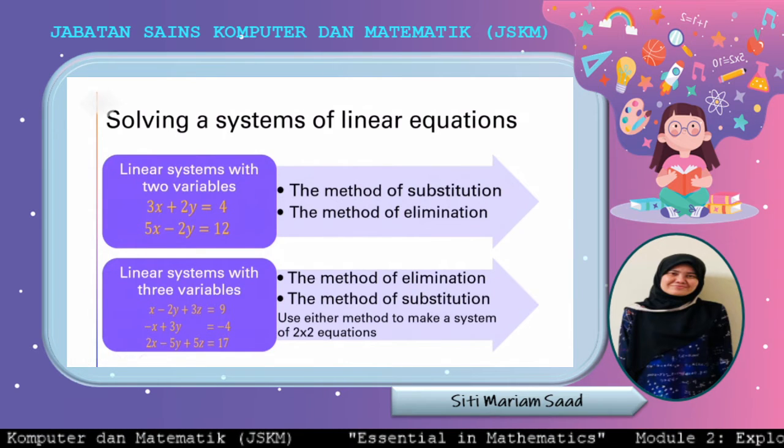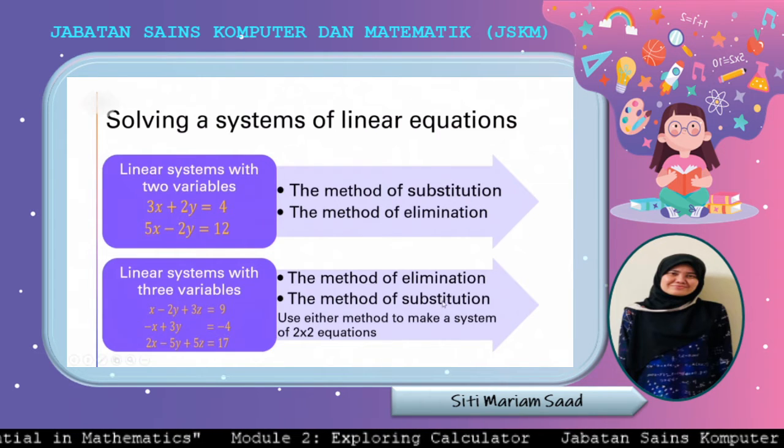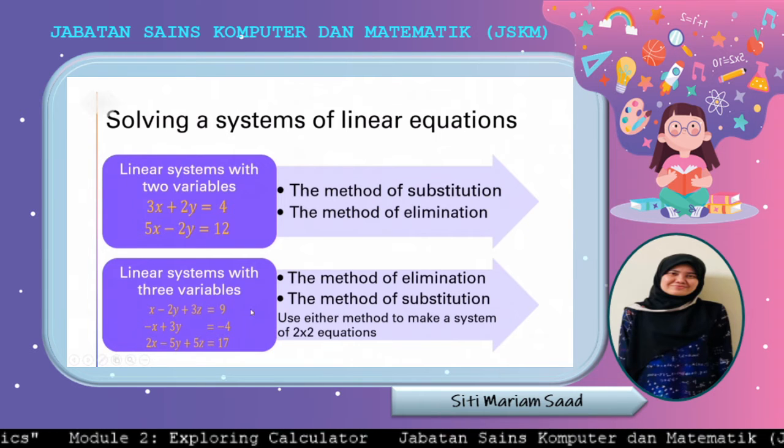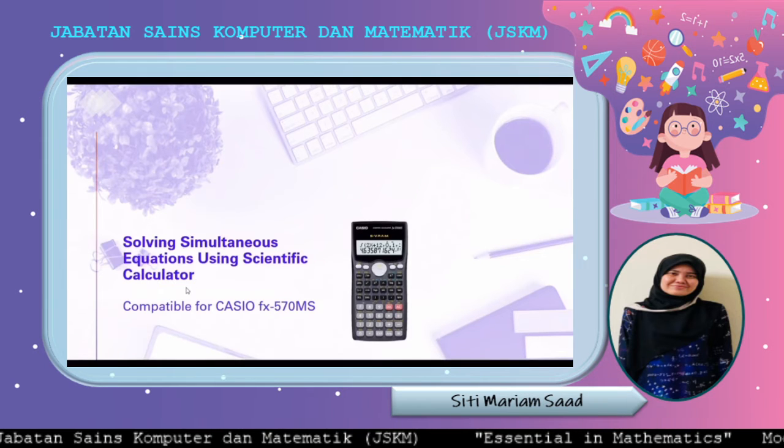We can use the same methods, elimination and substitution, to solve linear equations with three variables. The two methods will reduce the 3x3 system to a system of 2x2 equations. Let's try to solve simultaneous equations using the Casio 570MS calculator.